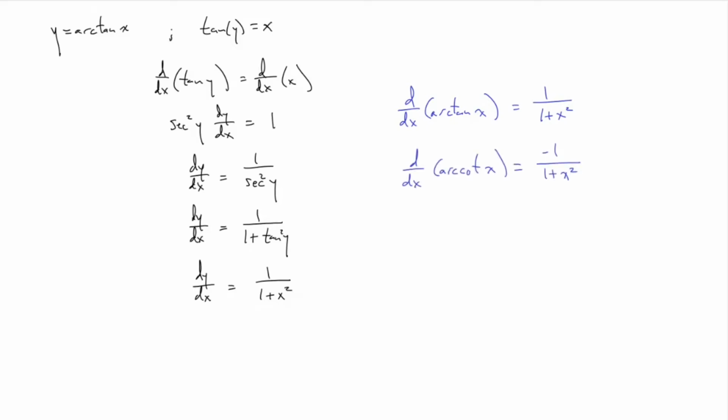And we won't bother going through the details, but you could do essentially the same thing to find that the derivative of the arccotangent of x is negative 1 over 1 plus x squared. All right, let's see if we can do something similar to find the derivative of the arcsine of x. So we'll set y equal to the arcsine of x. And as before, that implies that the sine of y is equal to x.